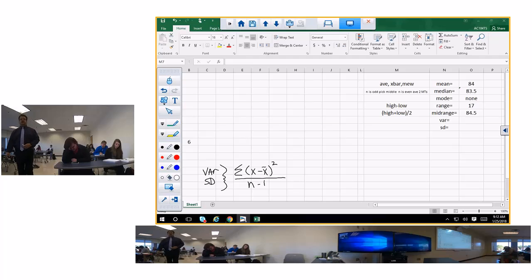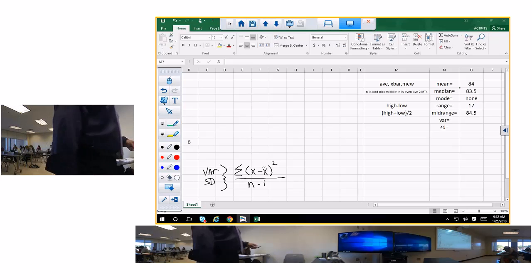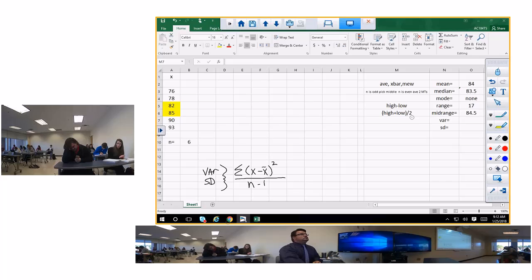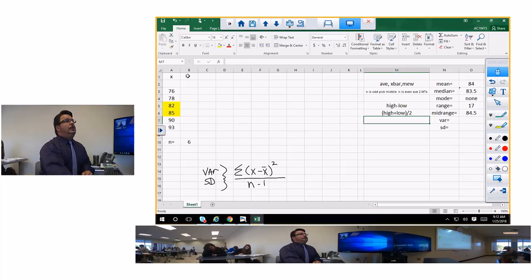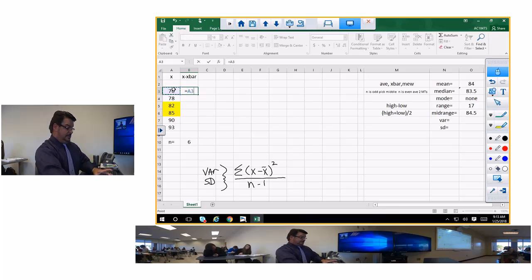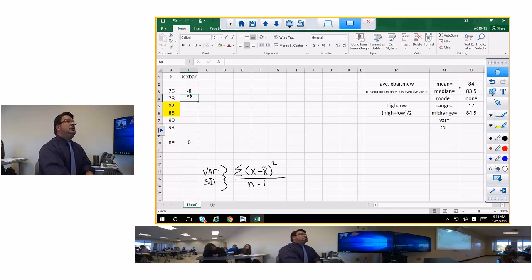Make sure you put a title at the top that says x minus x bar. I'm going to go up here and put x minus x bar equals 76 minus 84. And for those Excel people, hit F4 to lock and copy down.